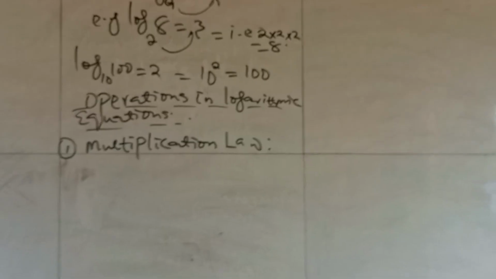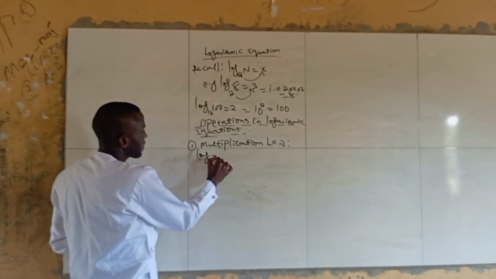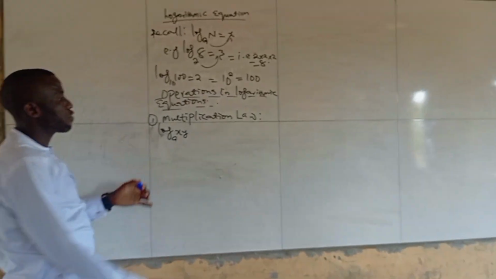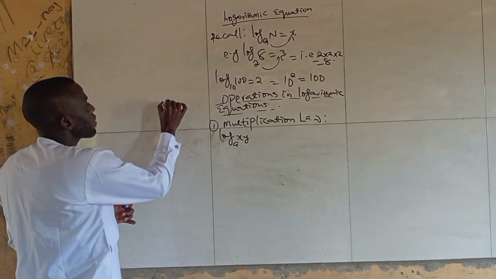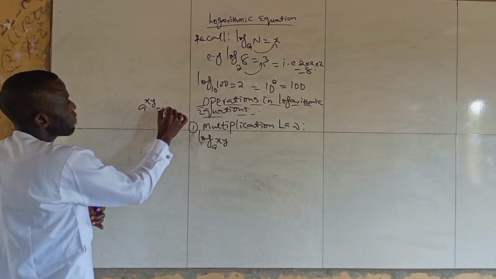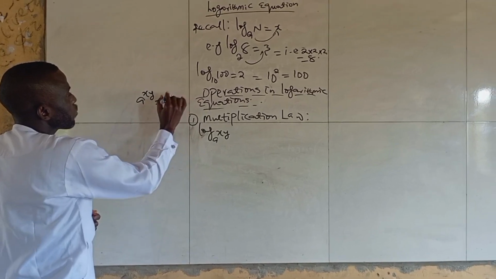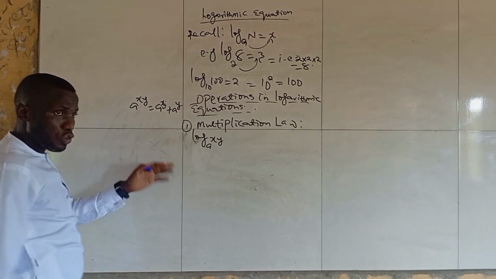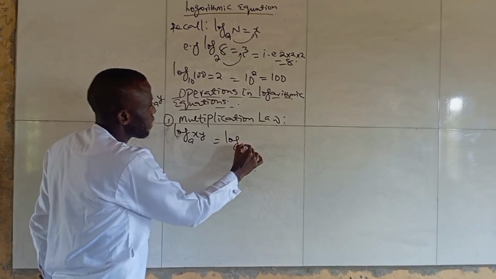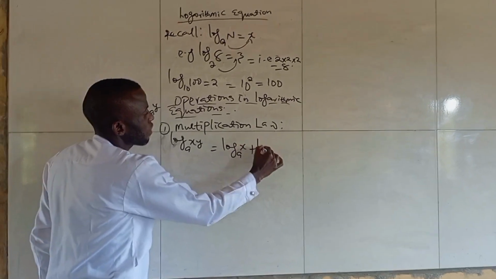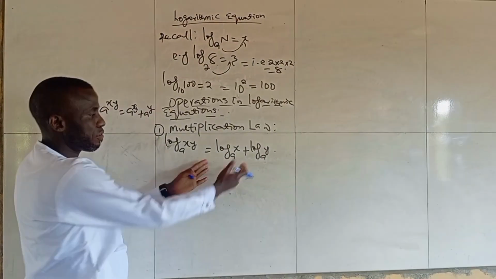Now the multiplication law states that if we have log to base a of xy, what are we going to have in indices? If we remember very well, in indices, a raised to the power of x plus y is the same as a raised to the power of x times a raised to the power of y. So it's the same thing we are to deploy here. This is the same as logarithm to base a of x plus logarithm to base a of y. This is the first law.